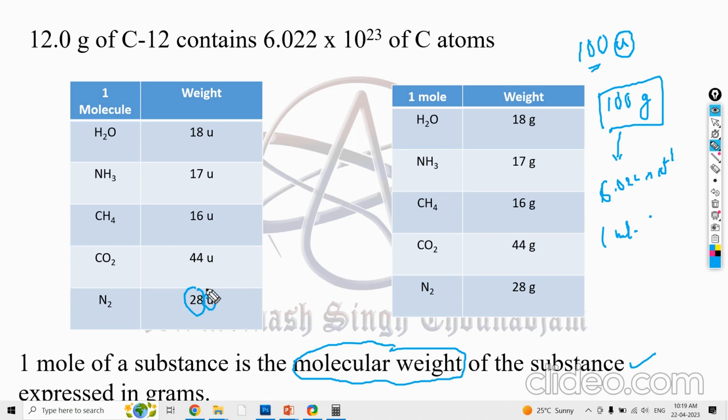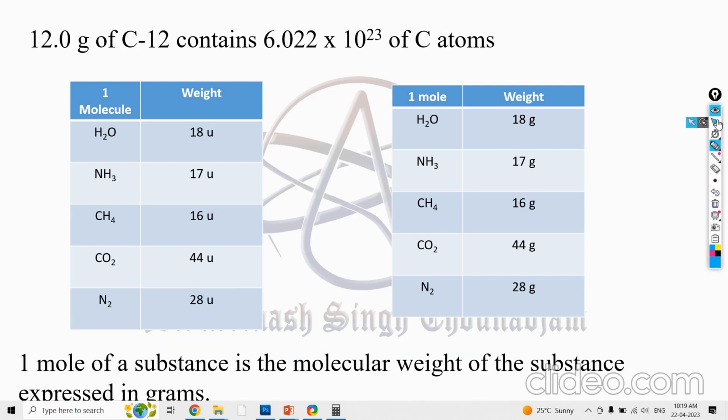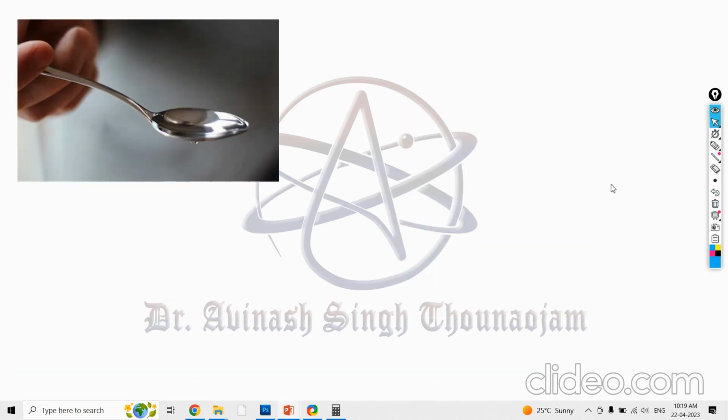That weight contains 1 mole of the same substance. Okay, once we know this, let's apply this knowledge to a real life problem.